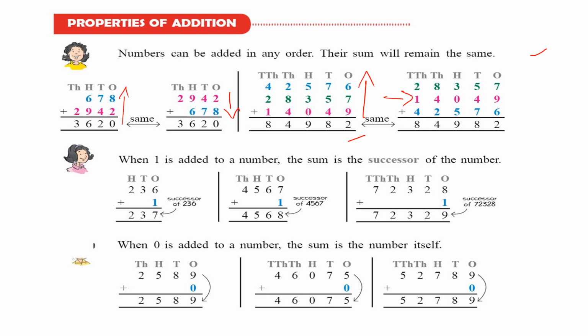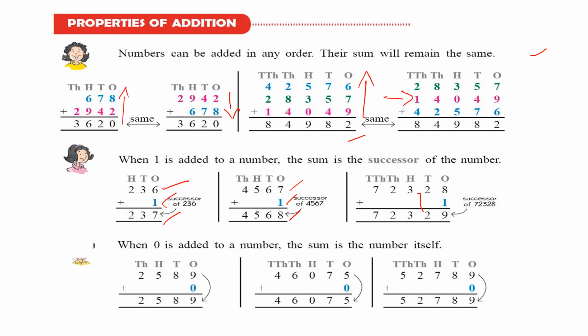Here the given number is 236. Right? We are going to find the successor of 236 by adding 1. So I add 1 here, I get 237. Yes. In the next example, I have 4,567. I have to find the successor of that. That means you have to add 1 to 4,567. So when you add 1 to the given number, the answer will be the next number, that is 4,568.